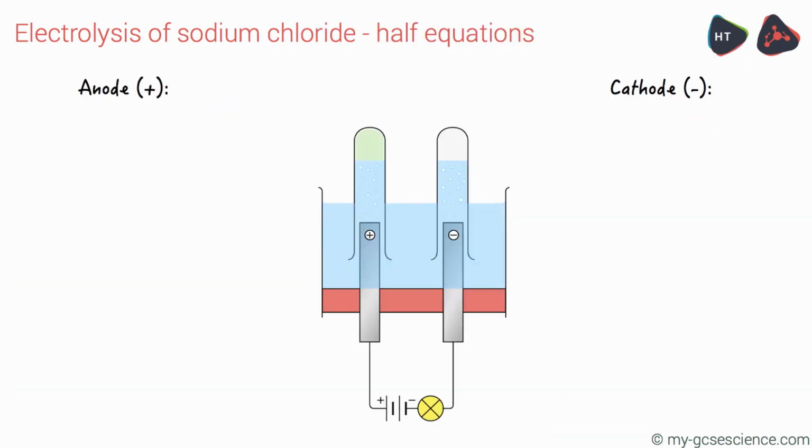So for higher tier, as well as predicting what element is going to be formed at the anode and the cathode, you also are expected to be able to write the half equations as you did for molten compounds. So in this example, we're going to be doing the electrolysis of sodium chloride. We've already looked a couple of times at what would be produced.